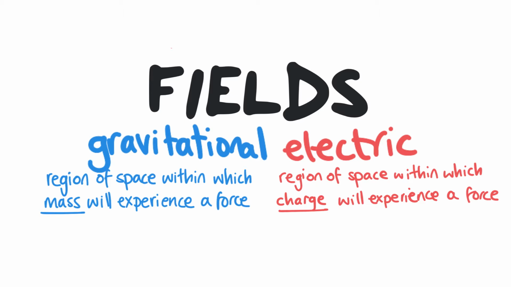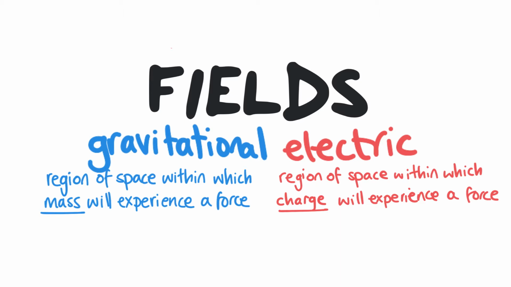If we look specifically at a gravitational field, it is a region of space within which mass will experience a force. Within this video, whenever we're talking about gravitational fields, it'll be written in blue. If we compare that then to an electric field, it is a region of space within which charge will experience a force. Within this video, anything to do with electric fields will be written in red. We're going to aim to do a lot of the explanations here side by side so that you can see the similarities between both gravitational and electric fields.